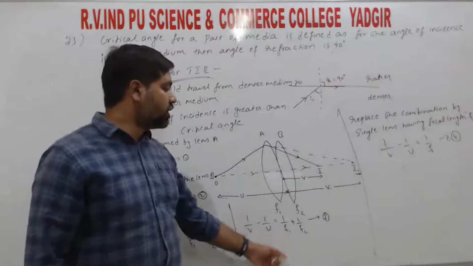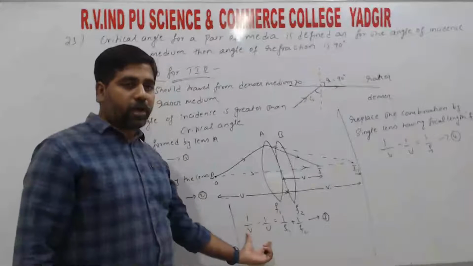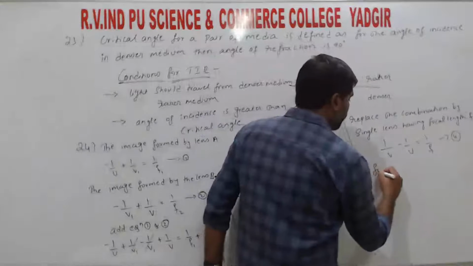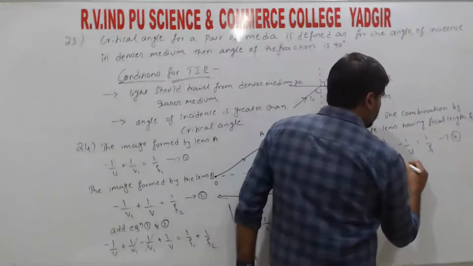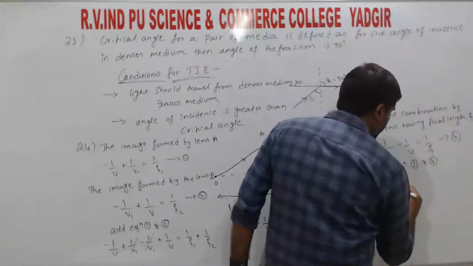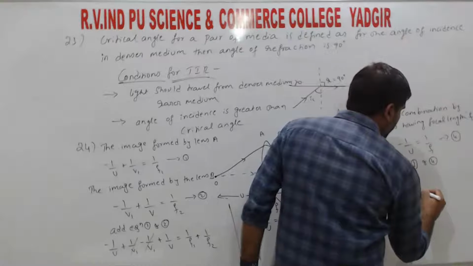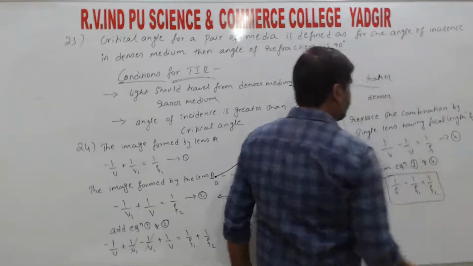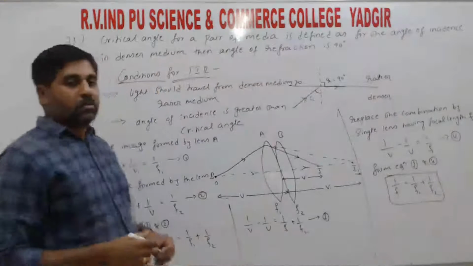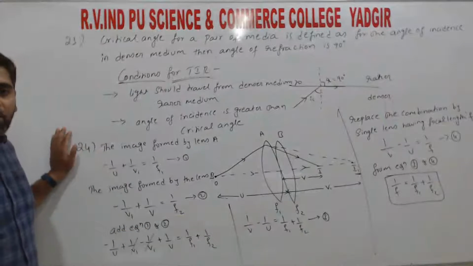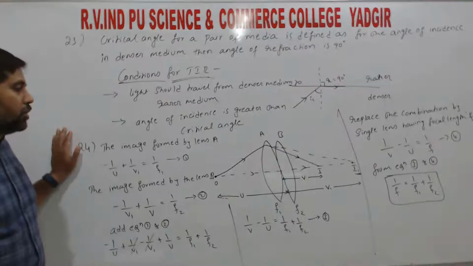So from equations 3 and 4, the LHS here is 1 by v minus 1 by u, and here also it is 1 by v minus 1 by u. So from equations 3 and 4, we can write 1 by f equals 1 by f1 plus 1 by f2. So that is the derivation for two thin lenses which are in contact.